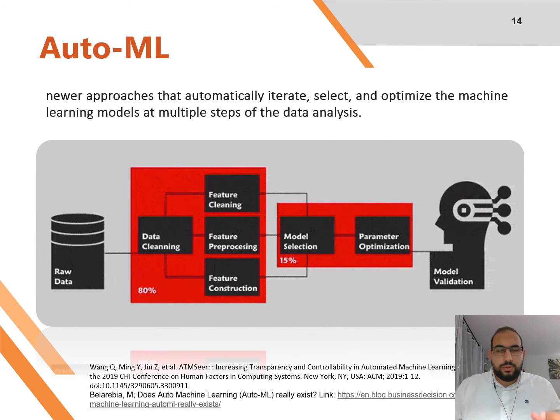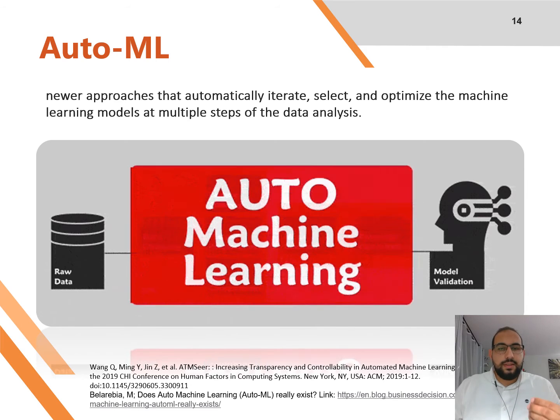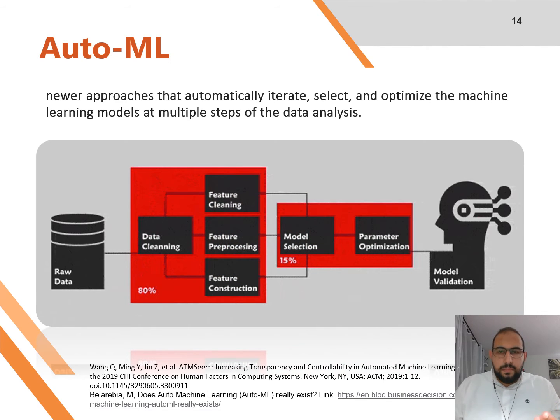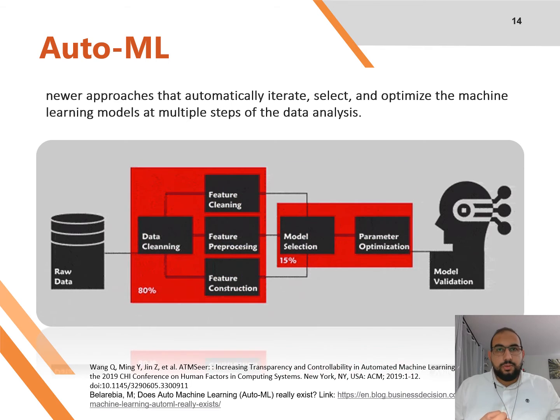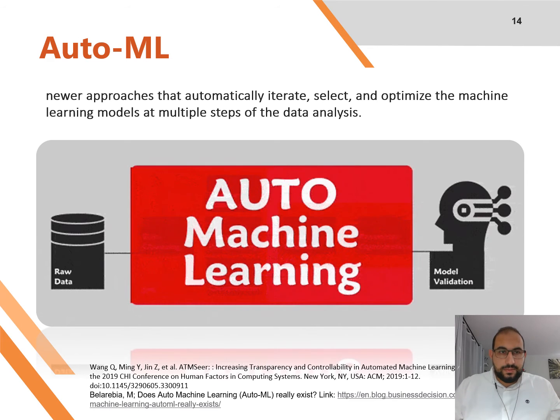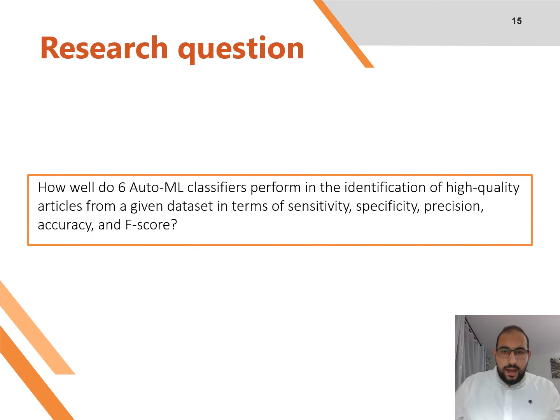Auto machine learning, or AutoML for short, is a newer approach that uses artificial intelligence to automatically iterate, select, and optimize multiple manual steps during machine learning model development. This reduces time consumption and improves overall performance as the machine optimizes itself for higher performance. Our main research question is: how well do 6 machine learning classifiers perform in the identification of high-quality articles in a given dataset, in terms of sensitivity, specificity, precision, accuracy, and F-score?